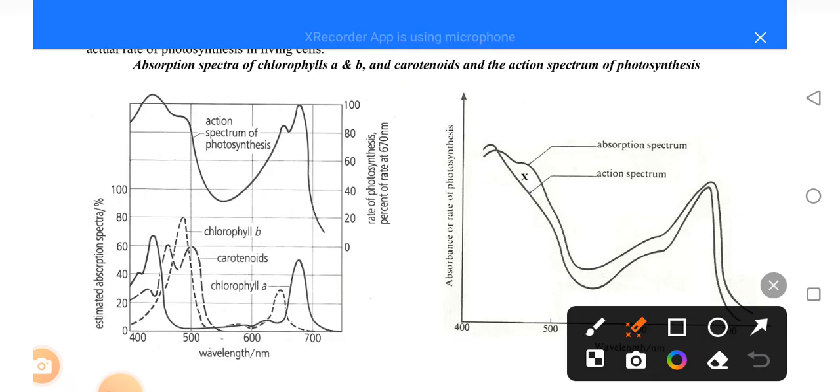Then let us go to another observation. We are saying that wavelengths of about 550 nanometers to 620 nanometers have the lowest absorption and action spectrum around here, for all the photosynthetic pigments.